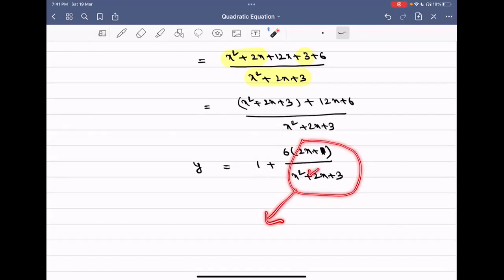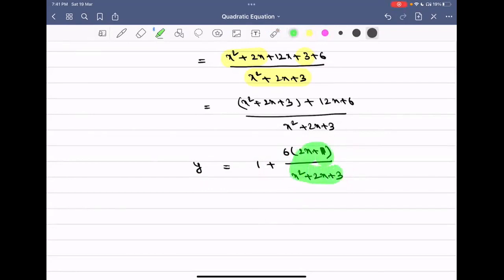I will calculate the maximum and minimum value of this expression. Suppose its maximum value is alpha. Then the maximum value of y becomes 1 plus 6 alpha. The minimum value of this one is, suppose, beta. The minimum value of y is 1 plus 6 beta. Like that. That's why I will take this out and calculate separately. It is a separate issue.